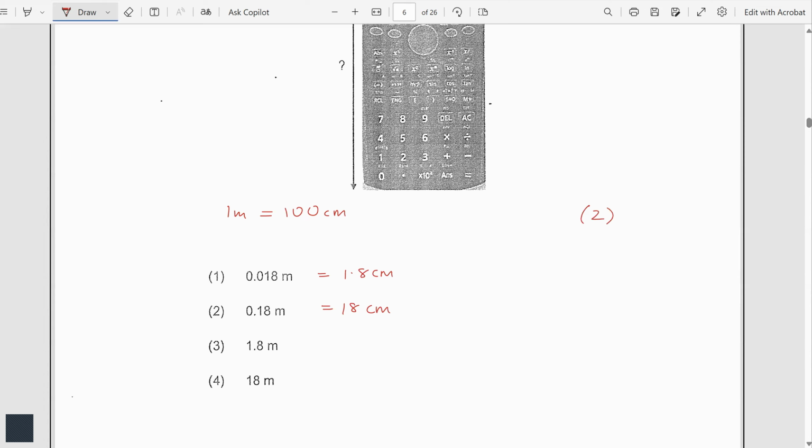1.8 meters, compare it to your height. If you are about 1.5, 1.6, 1.8 is just a tall person. Okay, so definitely not 3. Calculator can't be that big, right? Okay, then the last one is definitely out of question. 18 meters. That's really long.